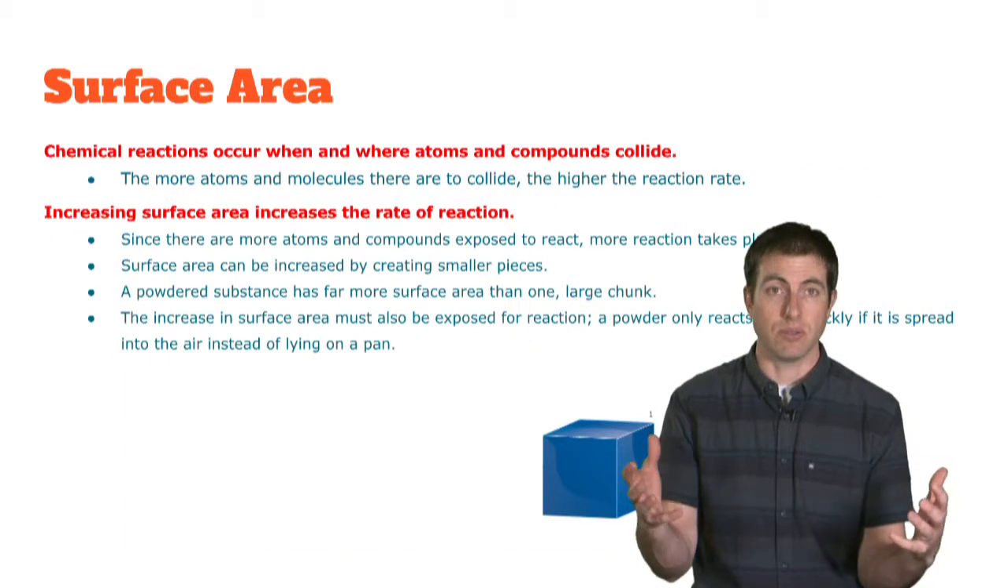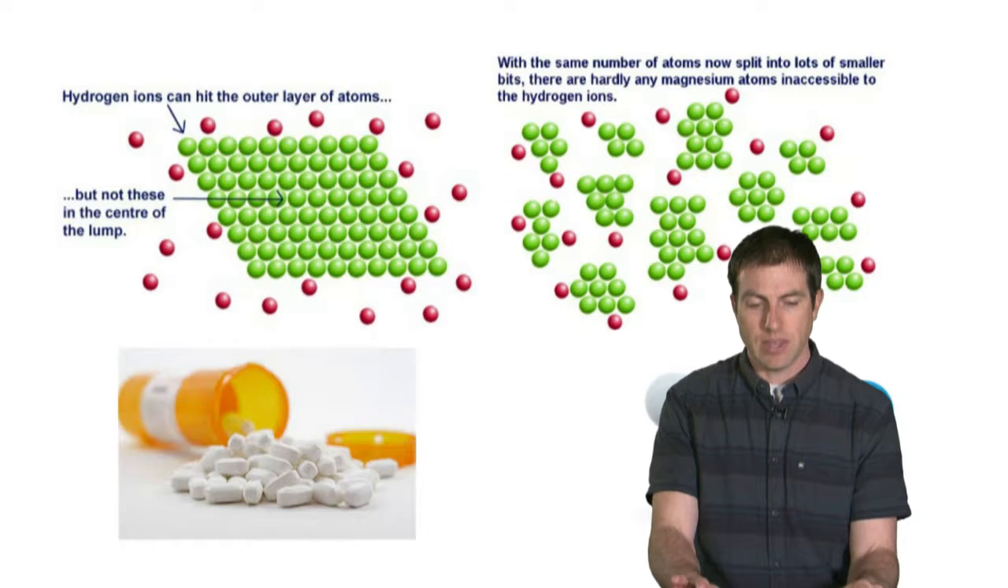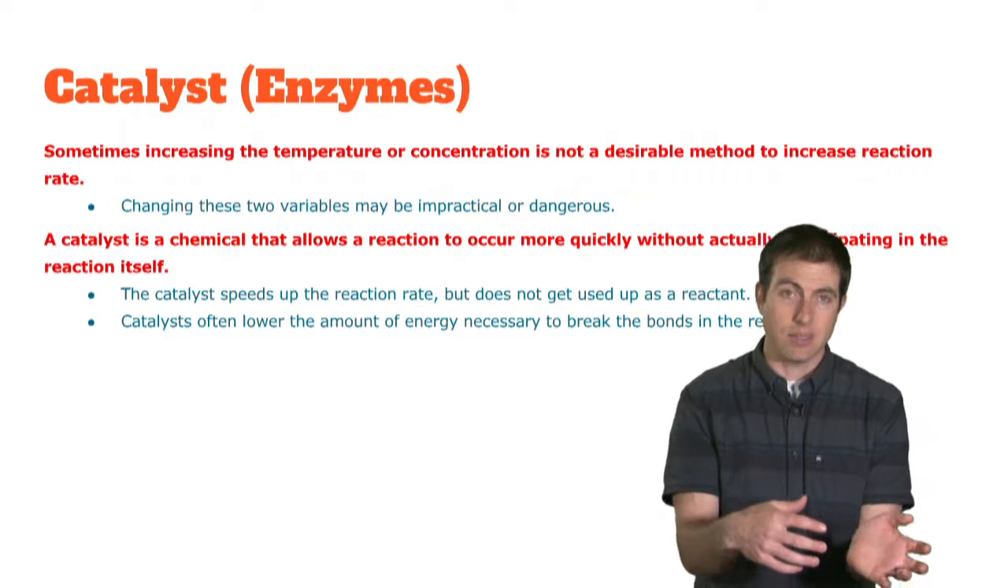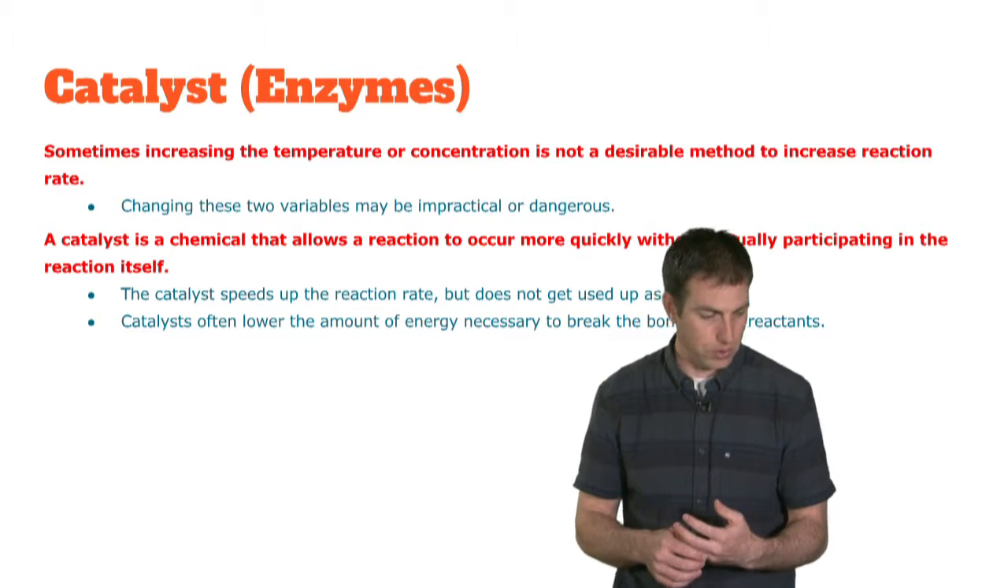We can increase the surface area to make it happen slower. And then this last one is adding a catalyst. The opposite of a catalyst is called an inhibitor, and it is exactly what you think it is. It just kind of slows things down.